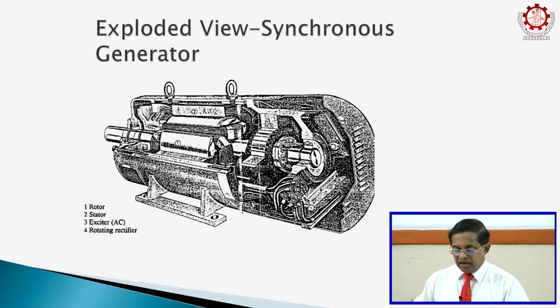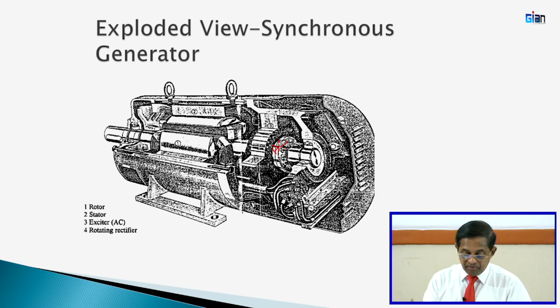Here I have put an exploded view of a 4-pole machine. I think you are all familiar with this. Rotating rectifiers will be mounted at the end of a chamber here. Here is the exciter winding, AC, and it is rectified by the rotating rectifiers and then fed to the field, and the stator is here.